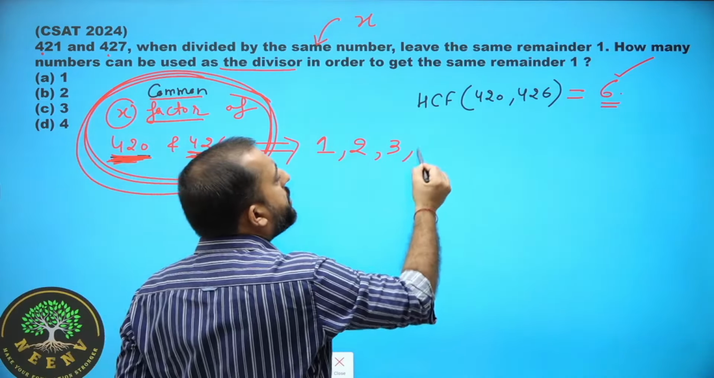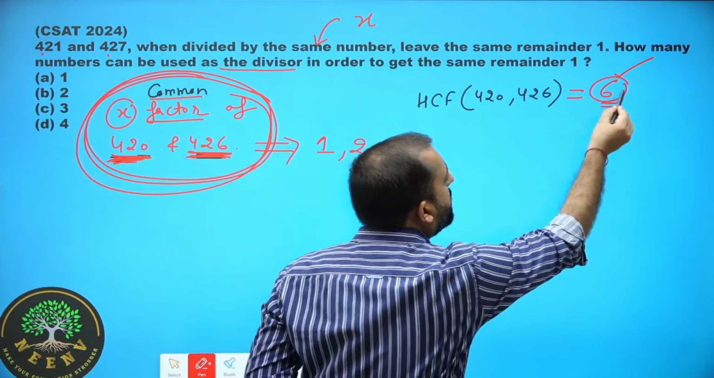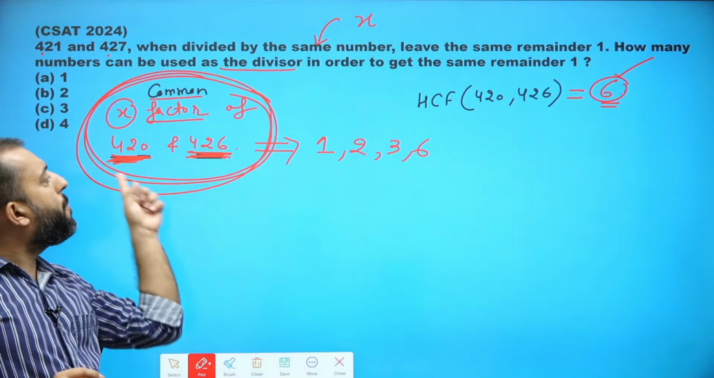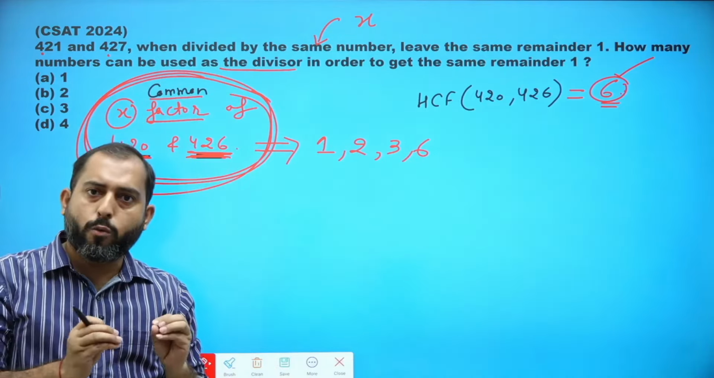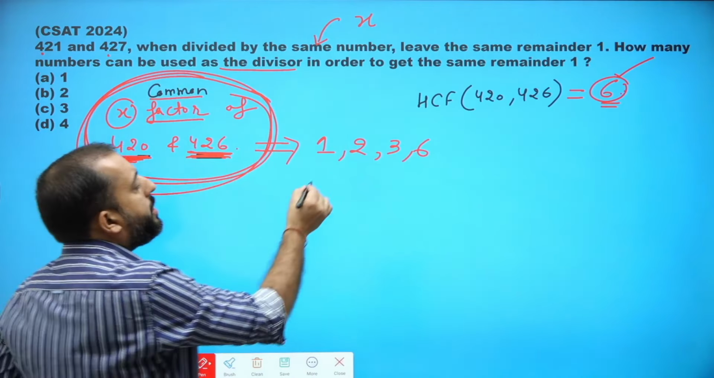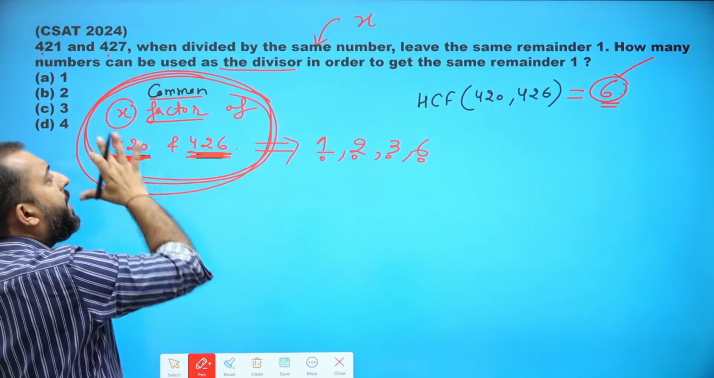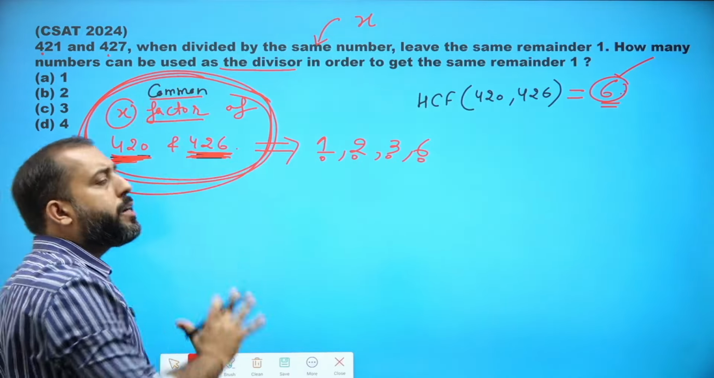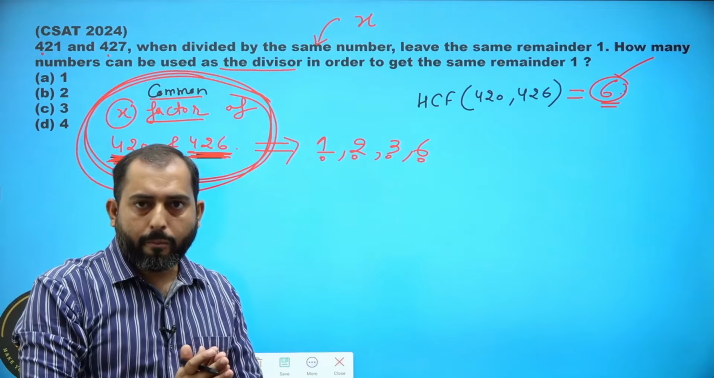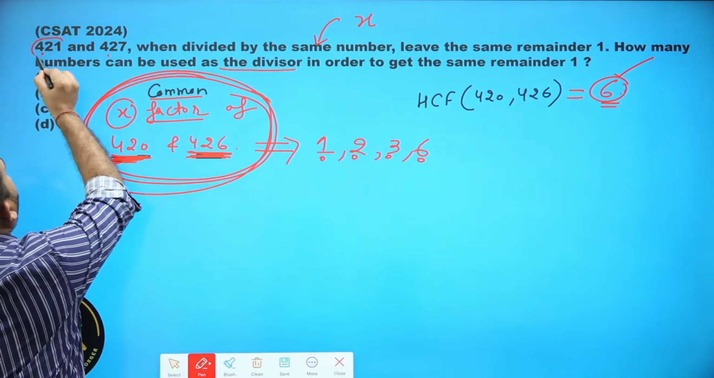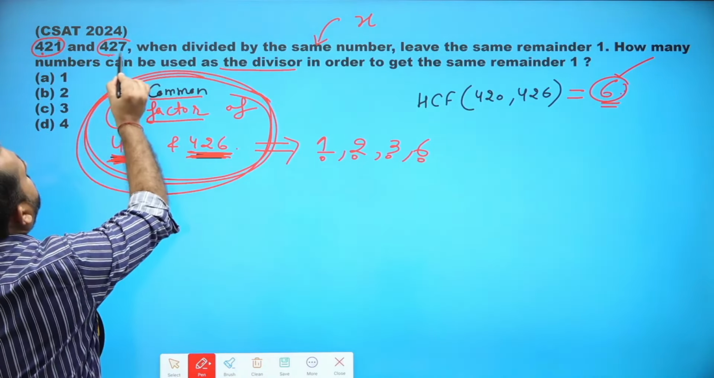And 6 itself will divide 6. That is why 6 will also be a common factor of 420 and 426. Now, these are the 4 numbers that will divide 420 and 426 completely. But we are basically dealing with 421 and 427.